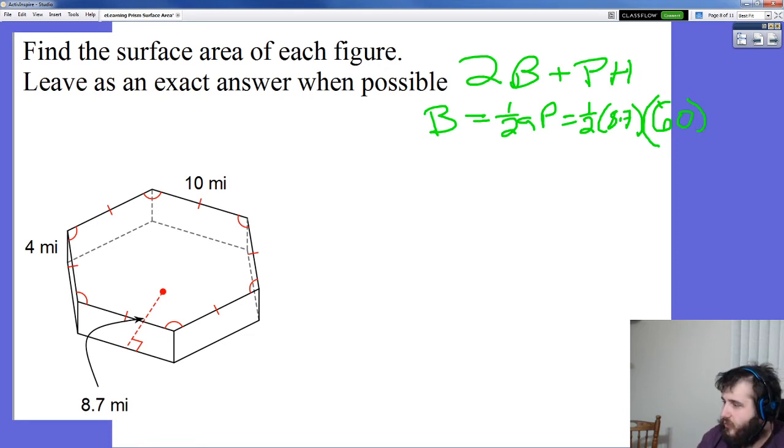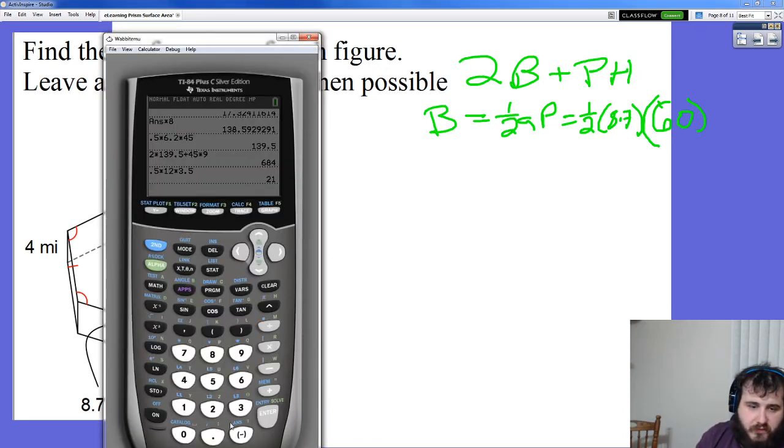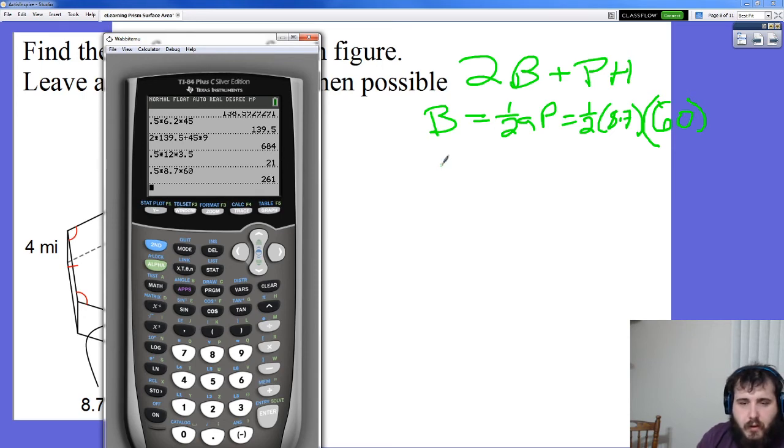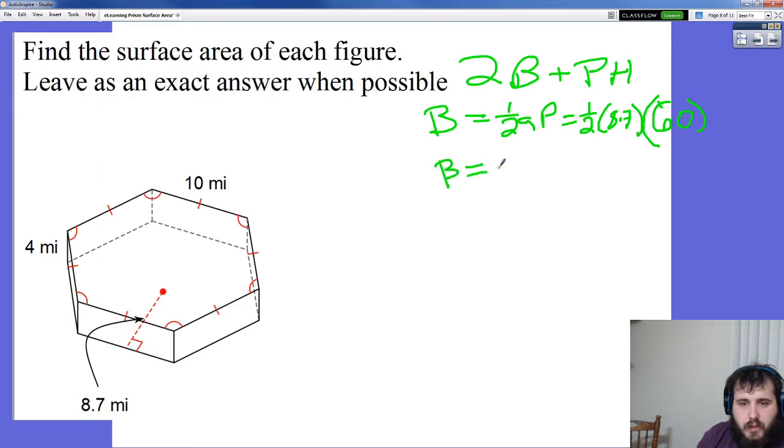Let's figure out what that is. Half of 8.7. This should come out to be a whole number still. Times 60. 261. Hooray. So B is 261. Let's find our P. Perimeter, again, going around 1, 2, 3, 4, 5, 6 sides, each of them 10. So our perimeter is 60, and then our height, right here, that's 4.